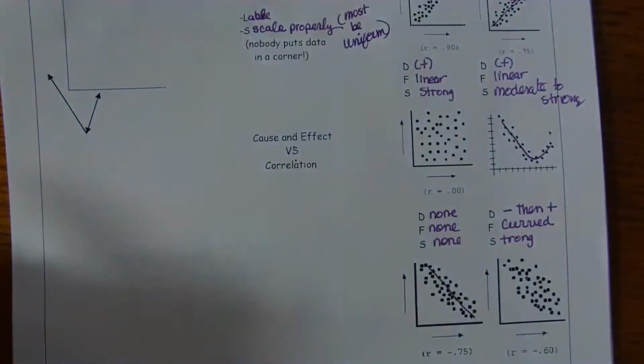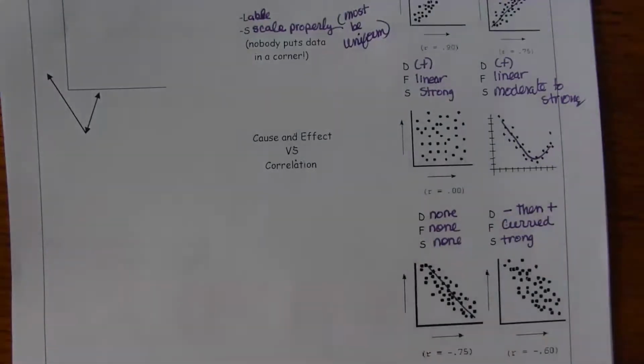If you're counting by twos, you have to count by twos the whole way. You can't do a scale that says 0, 2, 7, 12, you know what I mean?